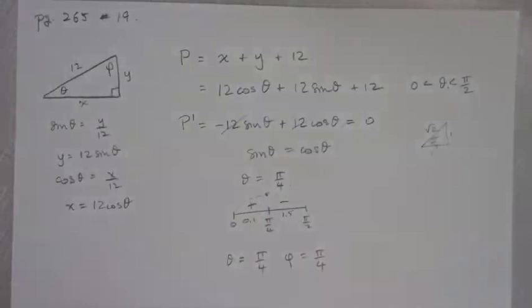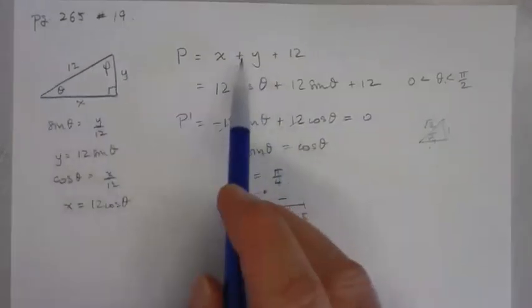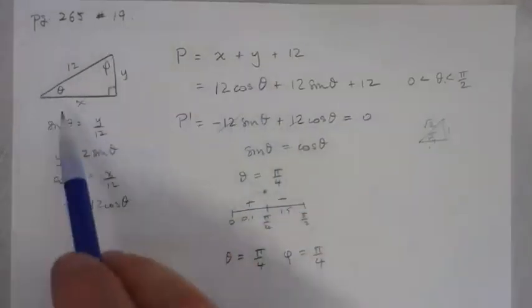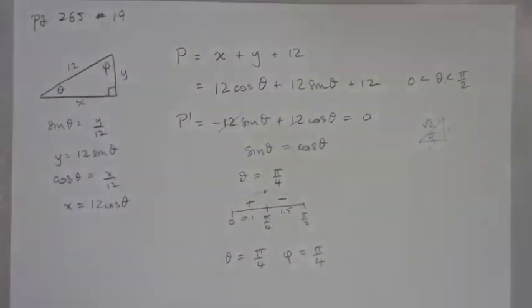So nothing too fancy in this one here. That was pretty straightforward, just to make the connection that we could use our primary trig ratios to get specific values or expressions in terms of one variable.